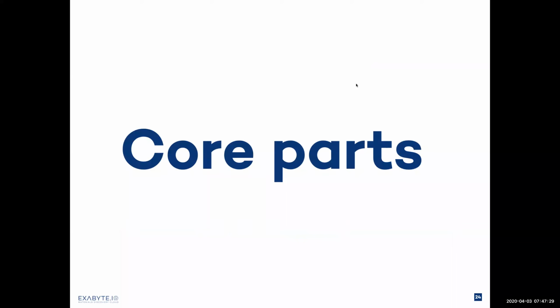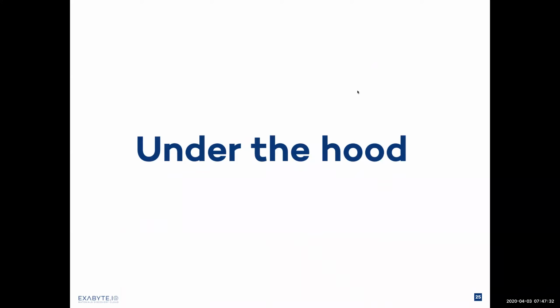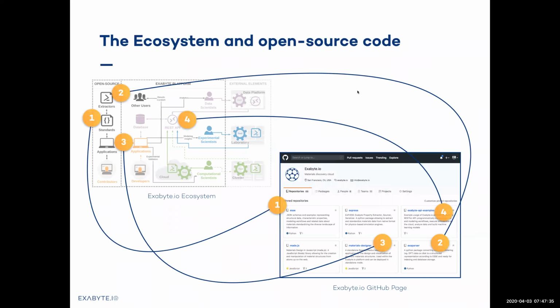Now let's go and understand a little bit more about what is there under the hood. So I was speaking about the different components of the ecosystem. And I said that we have them implemented as open source repositories. And indeed, if you look at our GitHub page, you will see one-to-one correspondence. So there are standards that are implemented inside ESSE as a repository. The extractors, there is an example for it called ExaParser. And we have an application called Materials Designer written in JavaScript that also represents this open source component. And we also have examples for communication with our RESTful API that users can adopt.